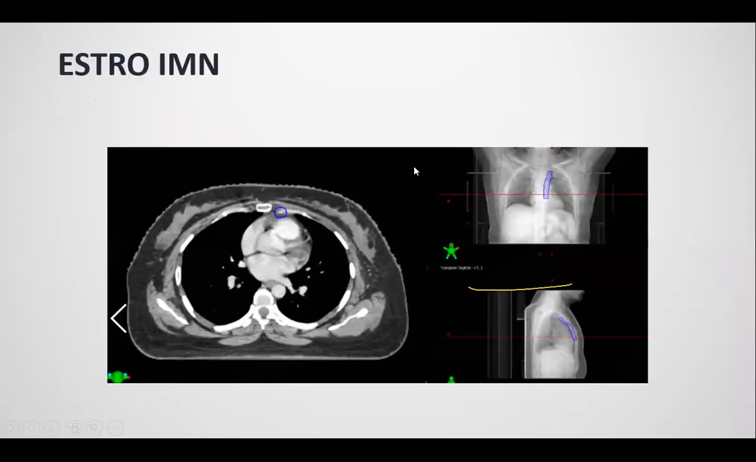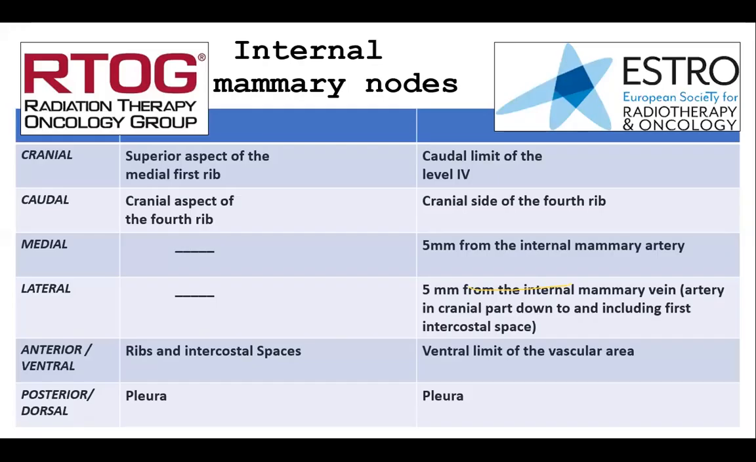But what happens in the ESTRO guidelines? In ESTRO, the cranial border has continuation with the supraclavicular lymph nodes. As I said before, there is a continuation between all the nodal stations in the ESTRO guidelines, but there is a lack of continuation in the RTOG guidelines. Here, the cranial border would be my caudal limit of the supraclavicular lymph nodes of the ESTRO guidelines.